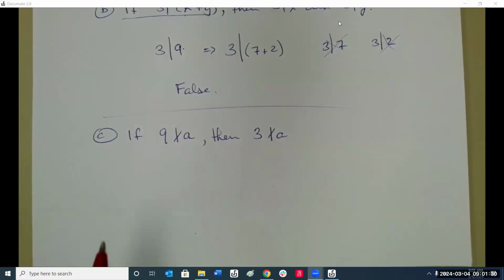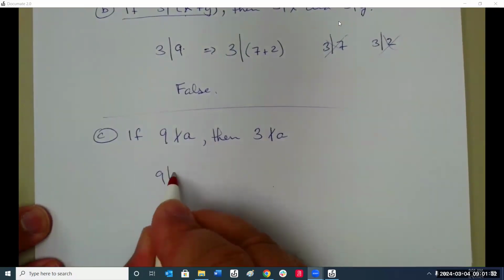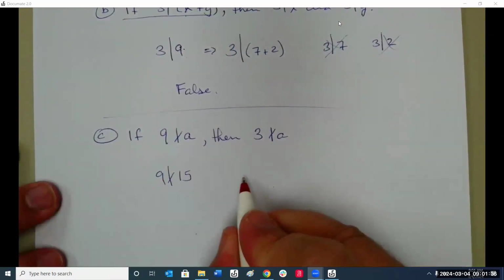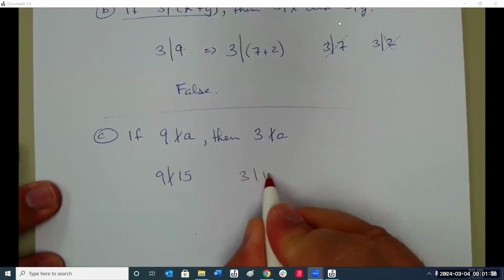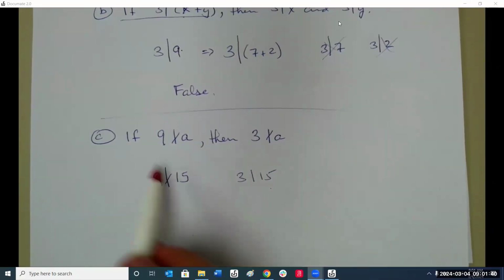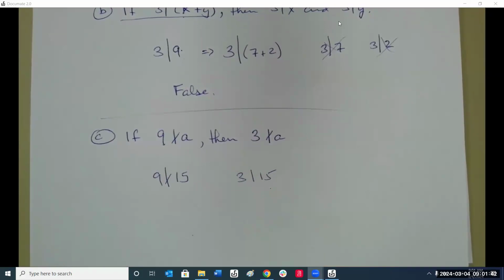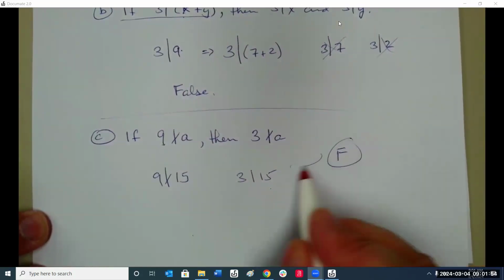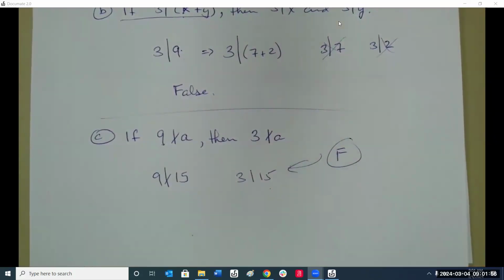15 would work. 9 is not a divisor of 15, but 3 is a divisor of 15. So that's false. It didn't give us any conditions for A. It just says in general, for any A, if 9 is not a divisor, then 3 isn't. This is false because I could find a counterexample.